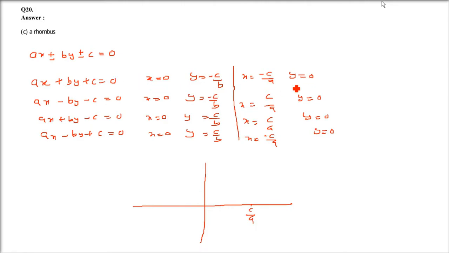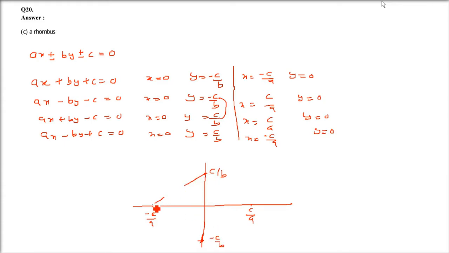Now x is 0 when y is 0. When we put y as 0, it is either c by a or minus c by a. So at an equal distance on the negative x-axis. Similarly, if we put x as 0, that is we are dealing with y-axis, either it is c by b or it's minus c by b. So c by b, and at equal distance on the negative side, it's minus c by b.